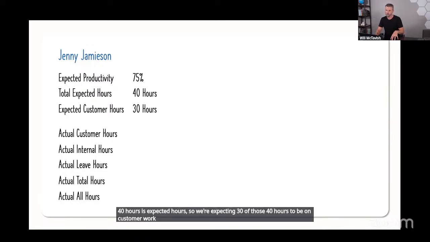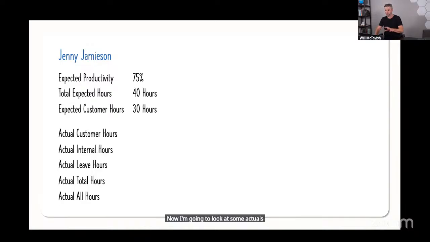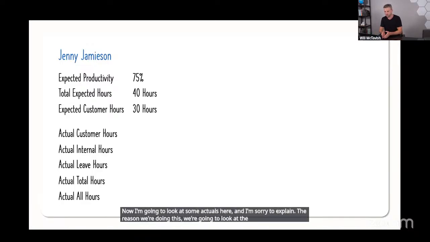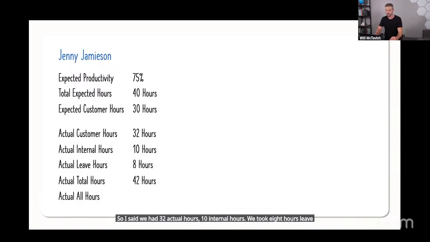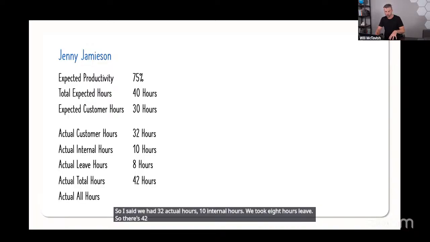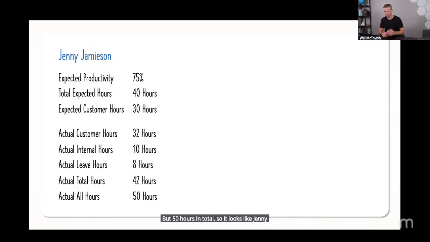Now we'll look at some actuals here. Sorry, I didn't explain: the reason we're doing this is to look at the difference between productivity and utilization. Same numbers, and we'll look at how they impact the two different formulas. Let's say we did 32 actual hours, 10 internal hours, and we took 8 hours leave. So there's 42 hours of work done, but 50 hours in total. It looks like Jenny's gone and worked way over her contracted hours here, right?